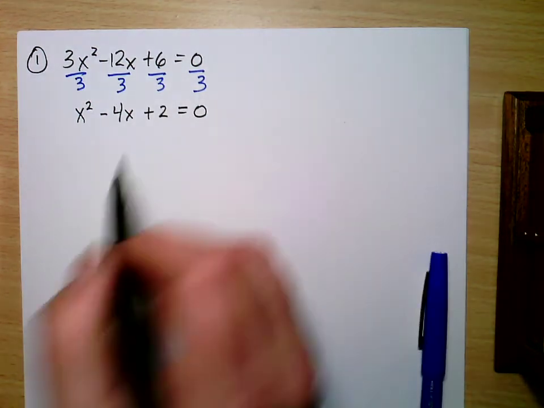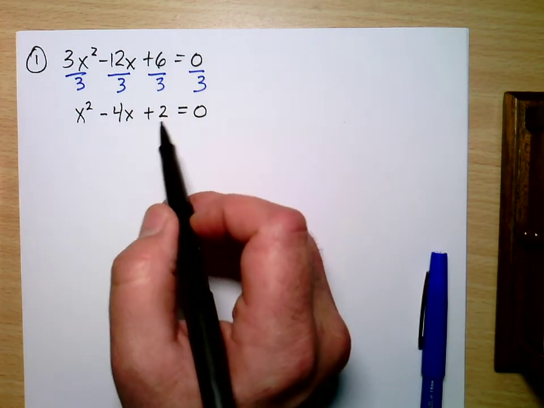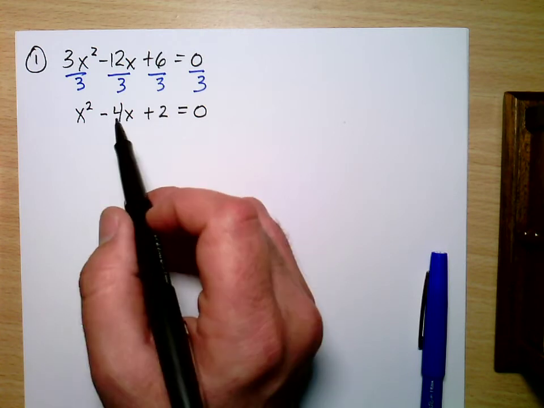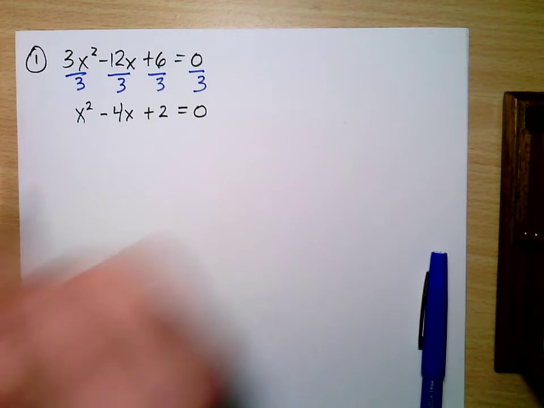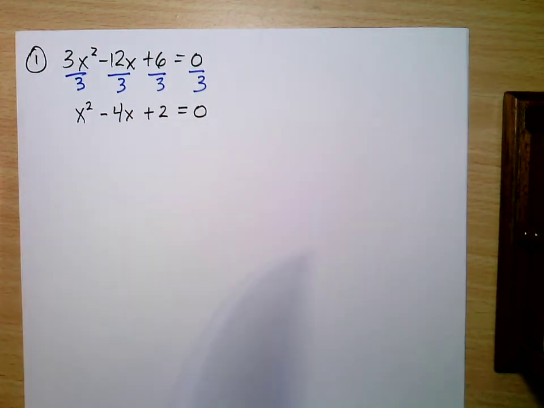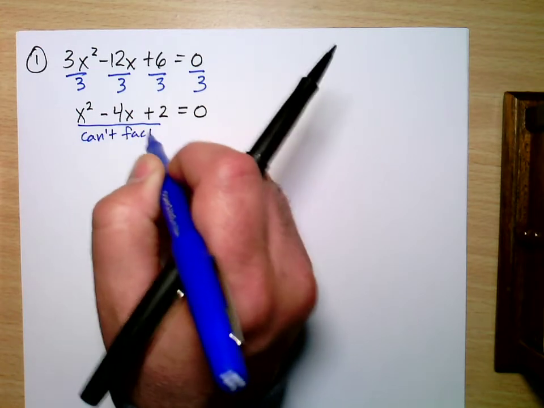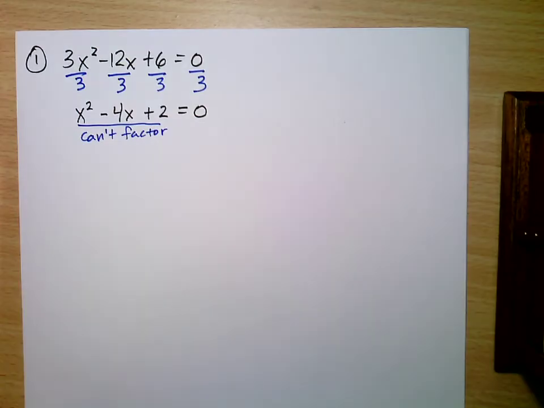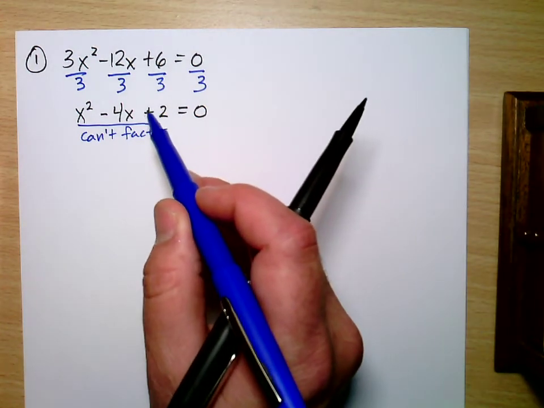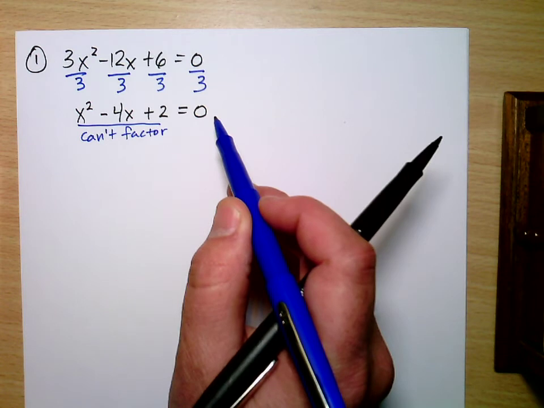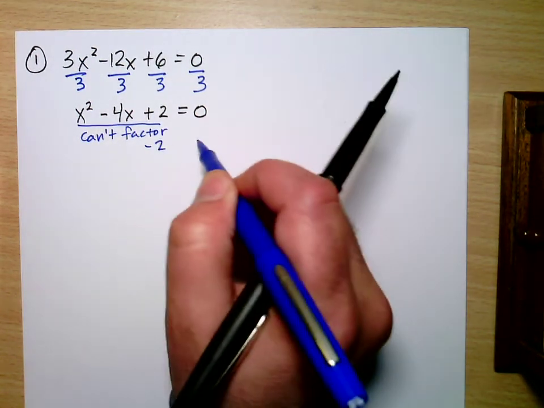Now, this actually is not factorable, because the factors of 2 will never give me negative 4. So this is where completing the square comes into play, right? When I can't factor this, then completing the square comes into play. First step, I'm going to move the 2. I'm going to subtract 2 from both sides.